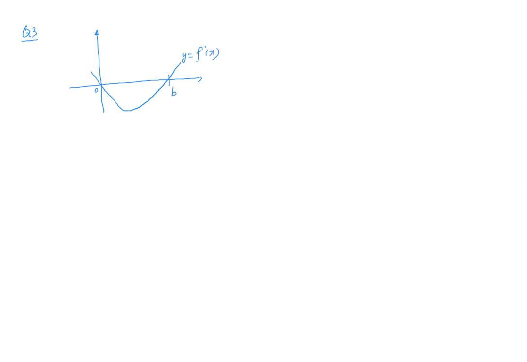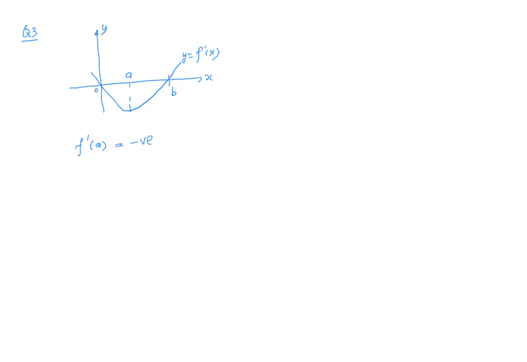This is B, and here is the A. So can you please tell me what is f prime A? More than 0, less than 0, positive or negative? This is a graph of f prime. It is below the x-axis. So f prime A will be negative.